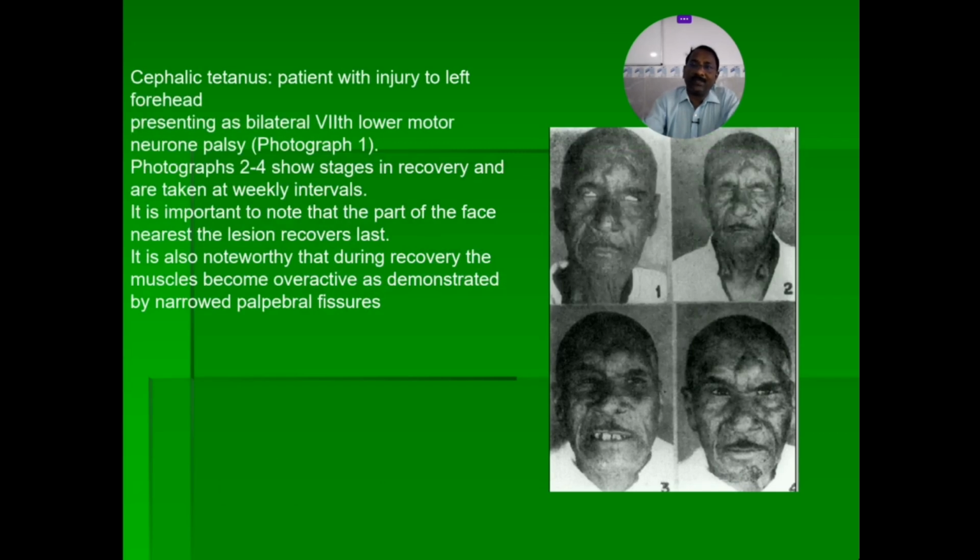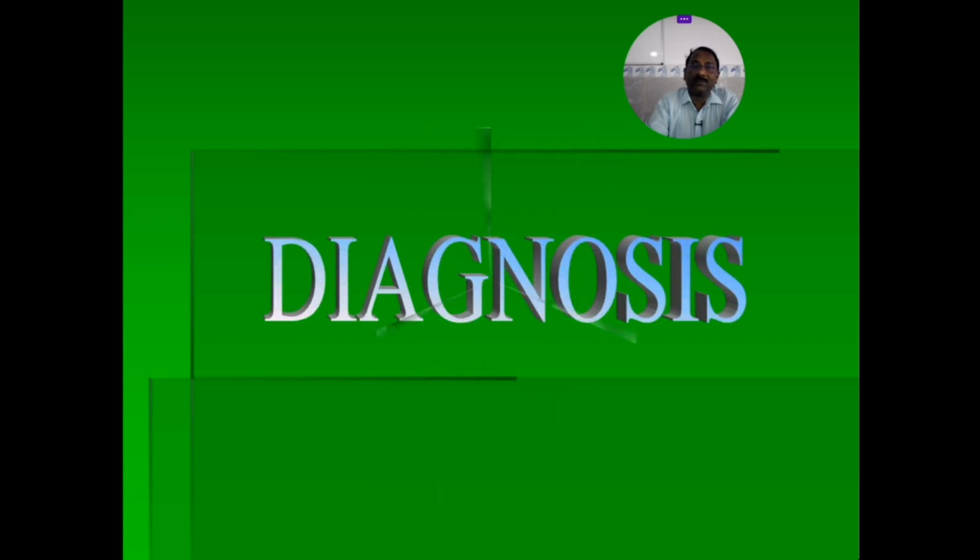See here the cephalic tetanus. The first picture shows bilateral seventh nerve palsy, lower motor neuron type. In the second one, a partial recovery, and finally total recovery. See, this is neonatal tetanus, with spasms and stiffness. Very unfortunate. These babies are going to die with neonatal tetanus.